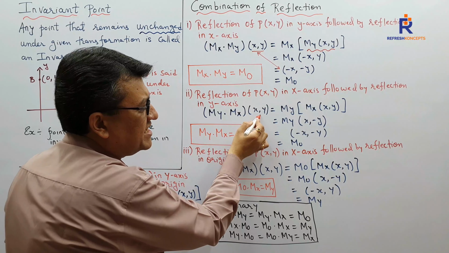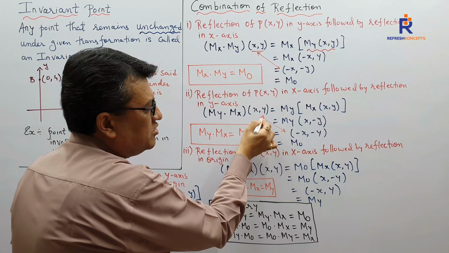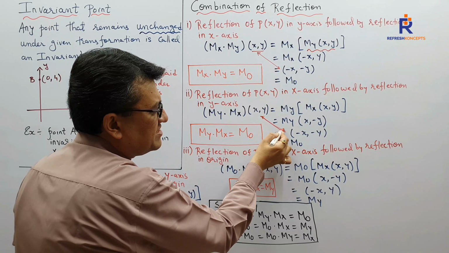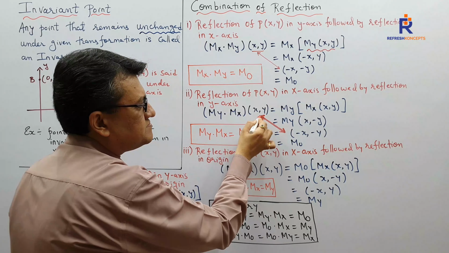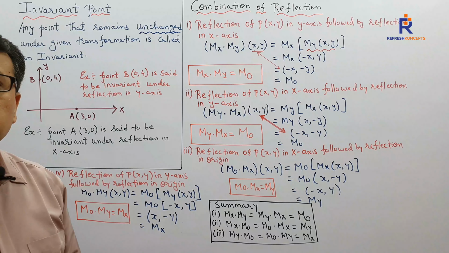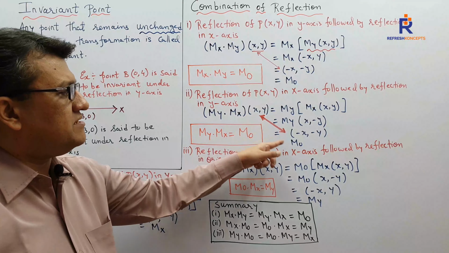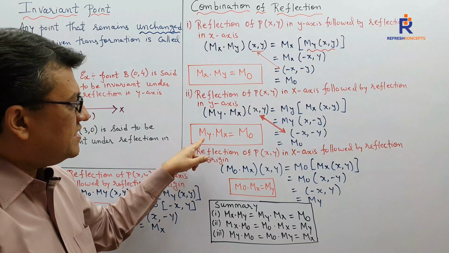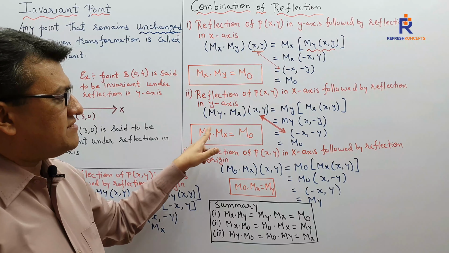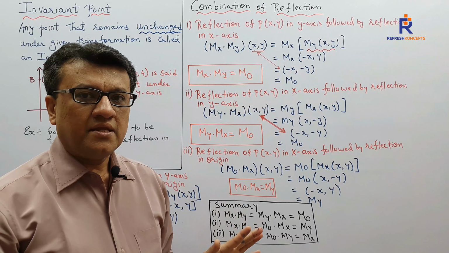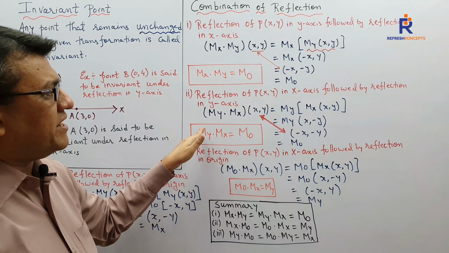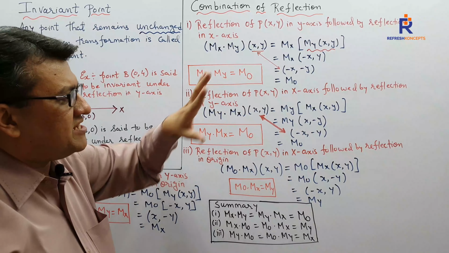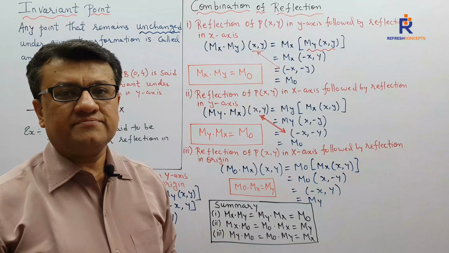That means what is the single transformation? What is the single transformation, children? The single transformation is nothing but reflection along origin. Again the same. Reflection in x-axis followed by y-axis is nothing but reflection along origin. So come what may, reflection in y-axis followed by x-axis or x-axis followed by y-axis, ultimately the single transformation is nothing but reflection along origin.